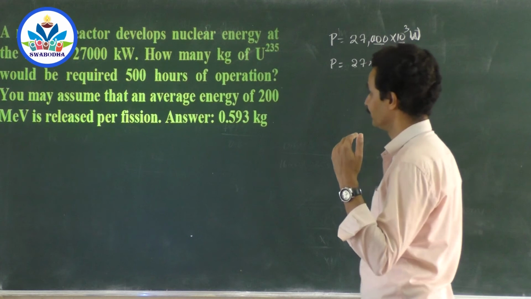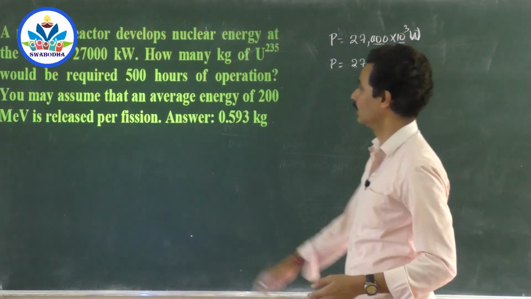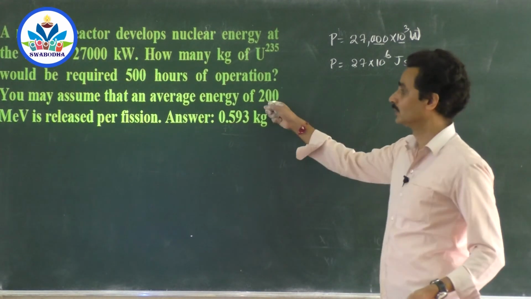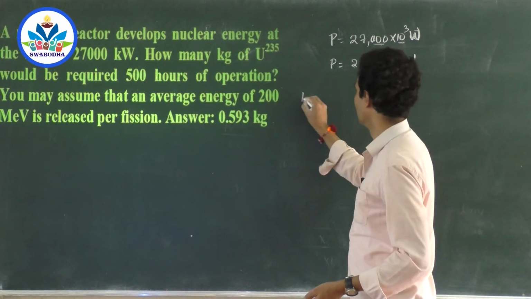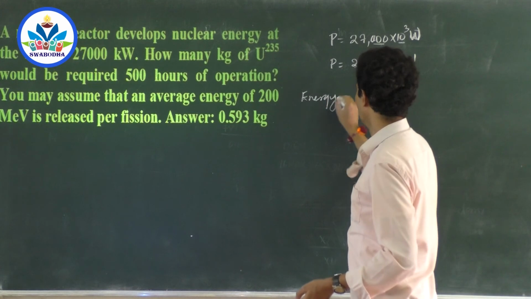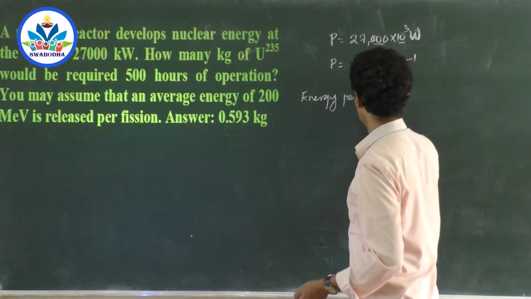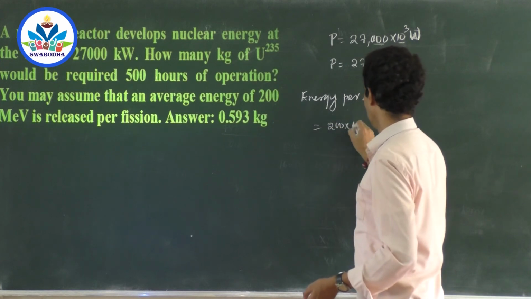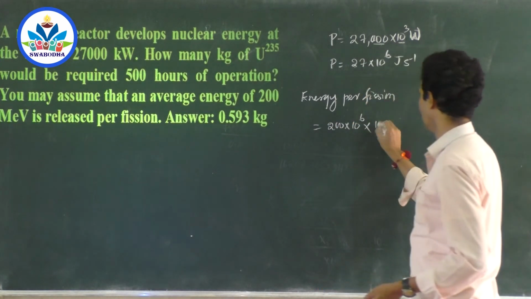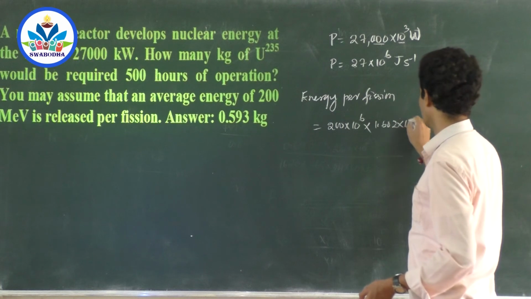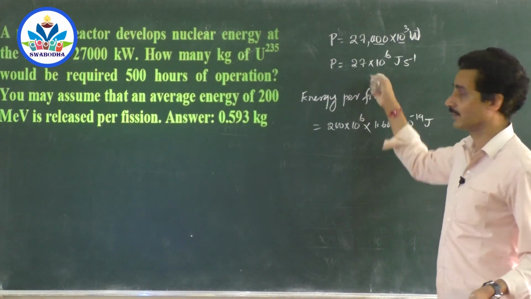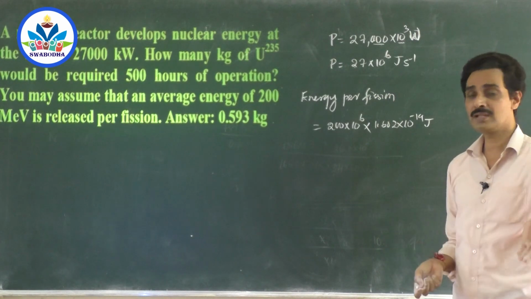Where are we now? Yes, 200 million electron volt of energy is released per fission. Now convert this into joules. What is the energy per fission? In one fission how much energy do you get? It is equal to 200 million electron volt, that is equal to 1.602 into 10 to the power minus 19 joules per eV. This is for one fission, but we need this much energy in 1 second. That means how many fissions are required?